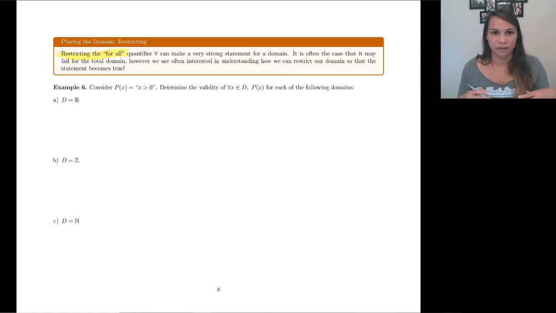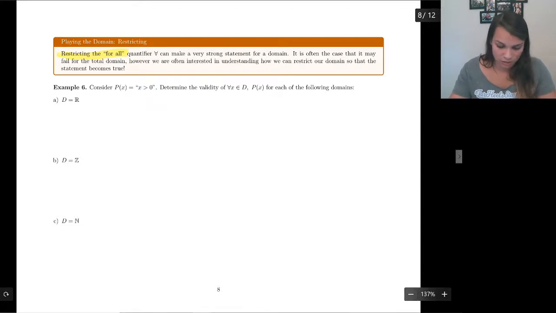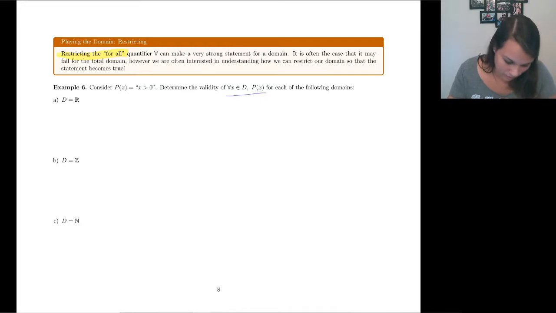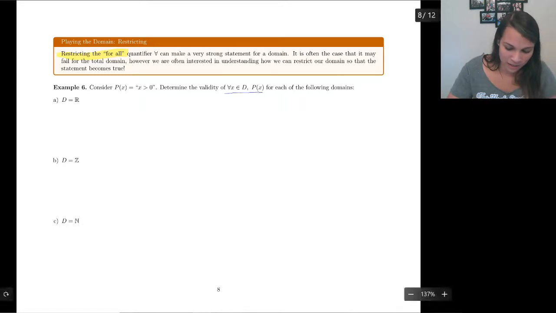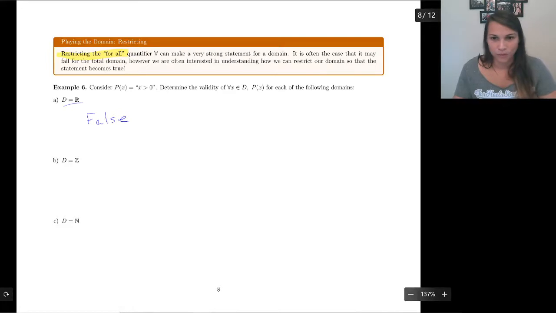So for instance, let's look at this example. Now we have P of X is positive. We want to determine the validity of, for all X greater than 0, P of X. Rewind. For all X in our domain that we have not specified yet, X is positive, because that's our predicate. And we're going to look at each of the following domains. So at first, if we just do all real numbers, it's very easy, it's very false. -3 is a real number, and -3 is less than 0.